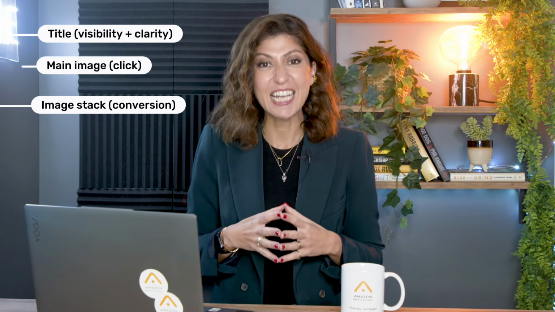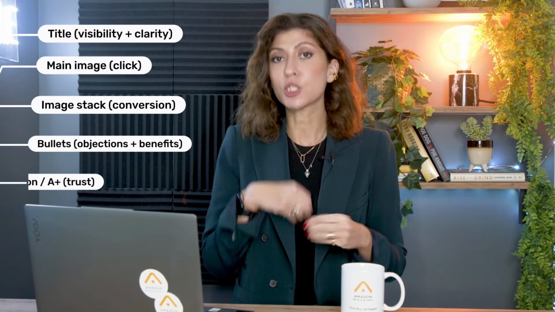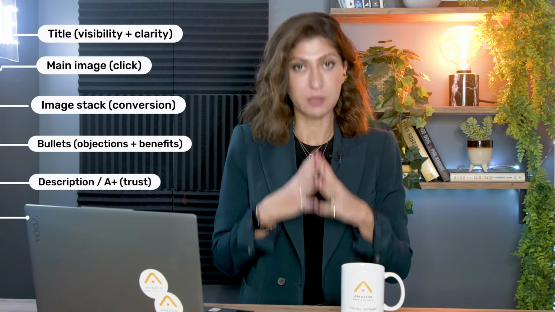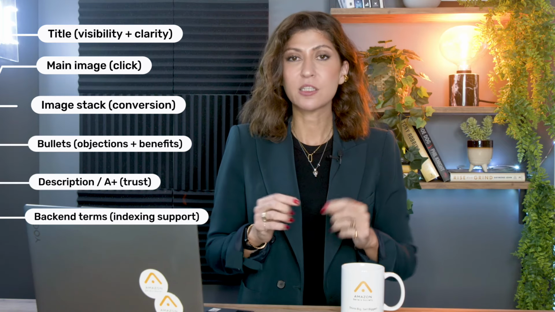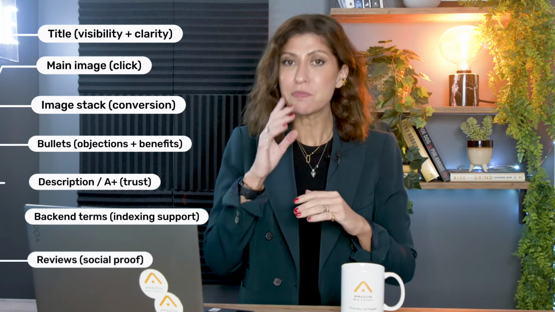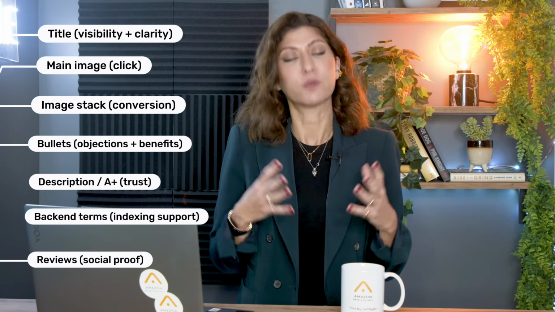Here is the listing anatomy. Number one, we start off with the title for visibility and clarity. The main image for clicks. The substack images, meaning the rest of the images, for sales and conversion. The bullet points are for objection handling and providing benefits. The description or the A+ content is for trust. The back-end keywords is for indexing support. And last, but definitely, maybe this should be on the top in terms of importance, reviews are for social proof.